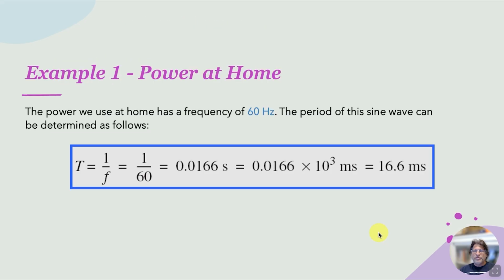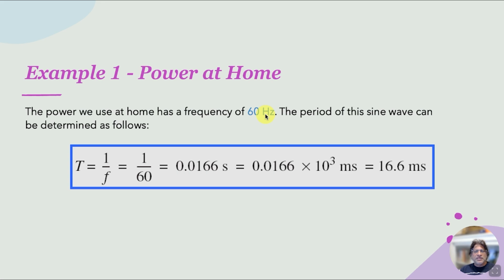So let's look at one quick example. For example, power at home. The power we have at home has a frequency of 60 hertz. Mind you, this is what it is in America. You'll find that in England it will be 50 hertz, and different countries in Europe most likely have 50 hertz as well. And if you're in Asia, most likely you're going to get 50 hertz as well. In America, it's 60 hertz.